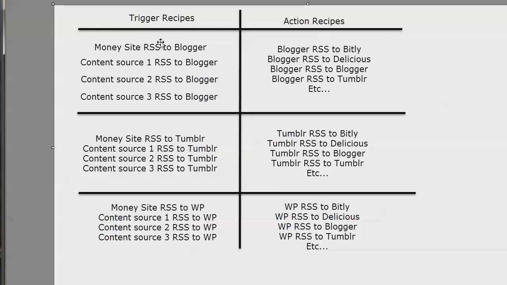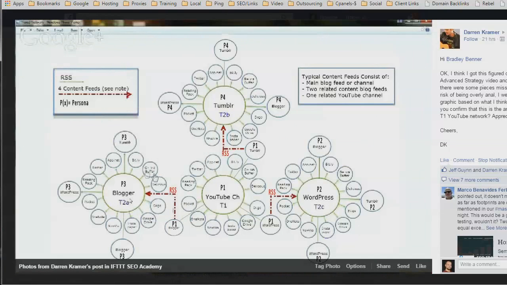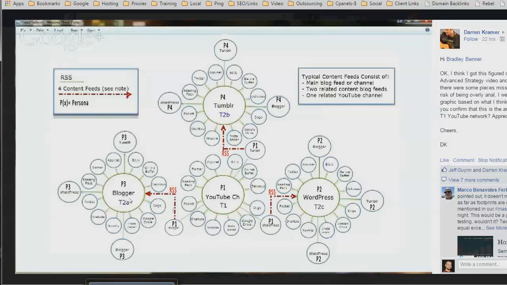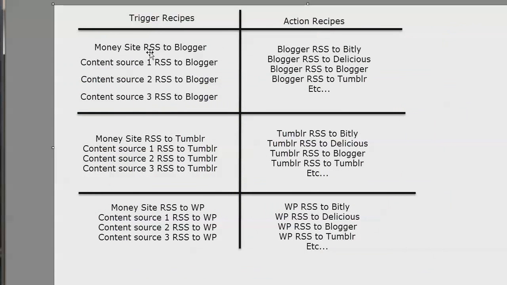You have your money site RSS to Blogger. Okay, we're going back to the image. We're talking about this over here. So our main money site feed pushes to our Blogger property in our Tier 1 branded network. Then we go over and we set up our action recipes one time. You only have to set up your action recipes one time, which would be the Blogger RSS feed. You just use the same recipe, the same RSS2 recipe, right?